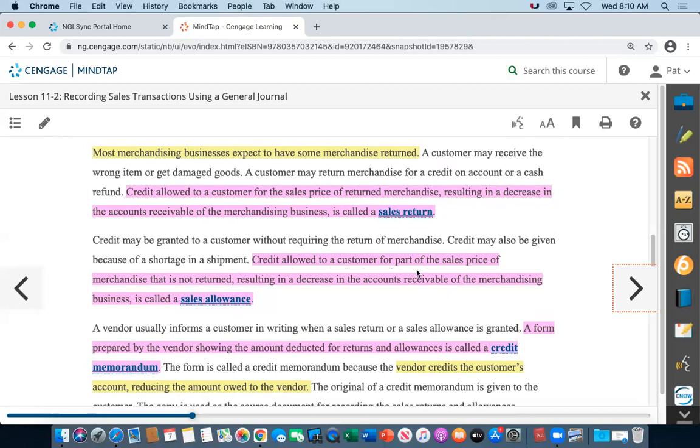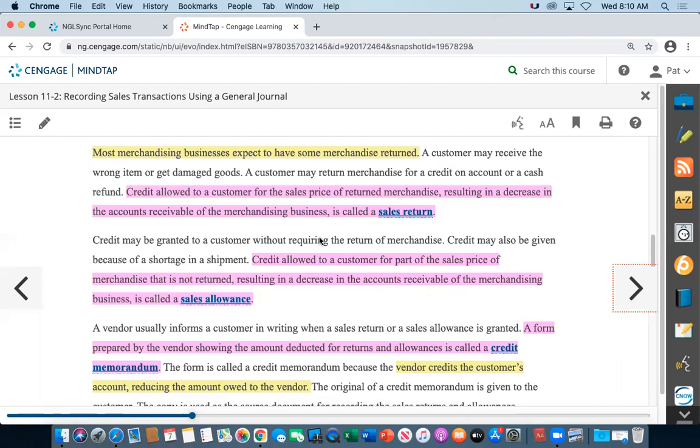A credit allowed to a customer for part of the sales price that is not returned. So this is very similar to purchases allowances. So if you did a purchases return, you returned everything. A purchase allowance might be, hey, it's kind of damaged, or I'm only going to pay partially because it's not the right one, and they say, yeah. So that's what it is. But the net result is the same. It results in a decreased accounts receivable. They're not going to pay as much.